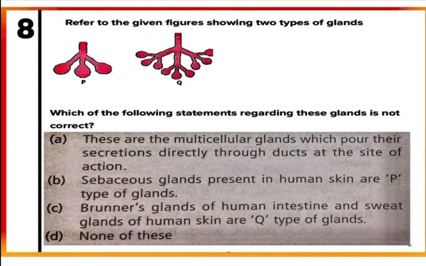Sebaceous glands present in human skin are simple branched saccular glands or acinar glands, meaning they are of P type, while compound tubulosaccular glands or tubuloacinar glands as shown in figure Q are present in salivary glands. They are not present in Brunner's glands of human intestine and sweat glands of human skin. So here statement C is incorrect. So mark C as the correct answer.